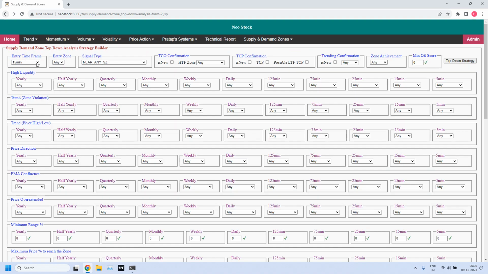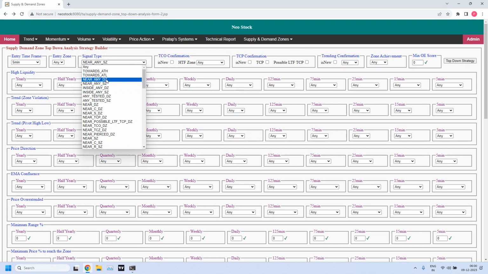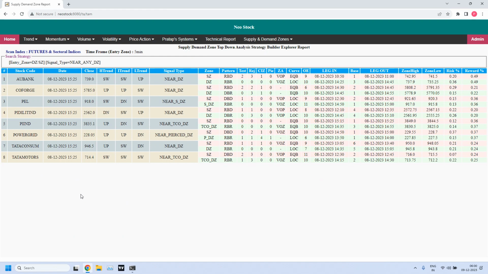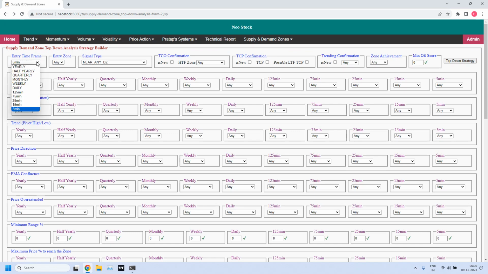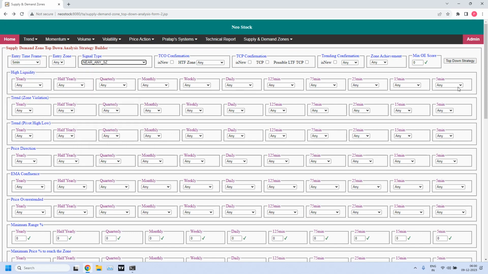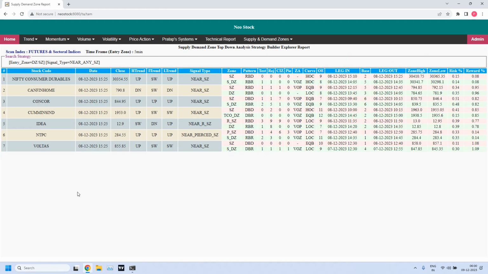Let's go back. And the last final time frame is 5 minutes. Entry time frame is 5 minutes. Let us find the stocks near 5 minutes demand zone. So 8 stocks are filtered. Let's go back. Entry time frame is 5 minutes. Let us find the stocks near 5 minutes supply zone. So total 7 stocks are filtered.